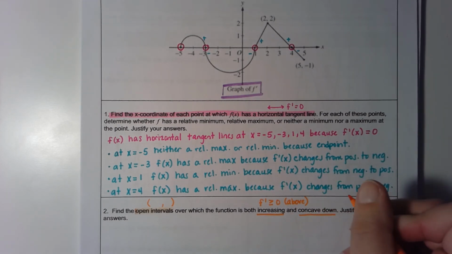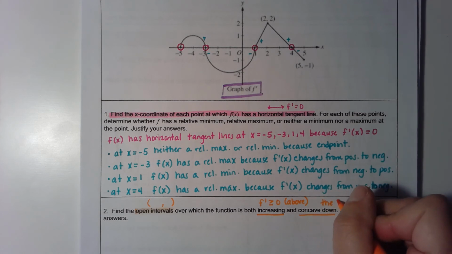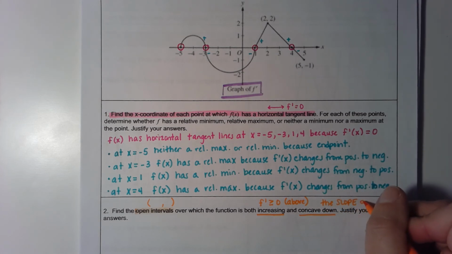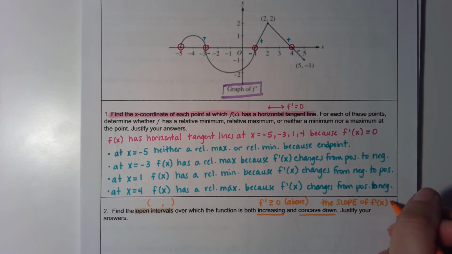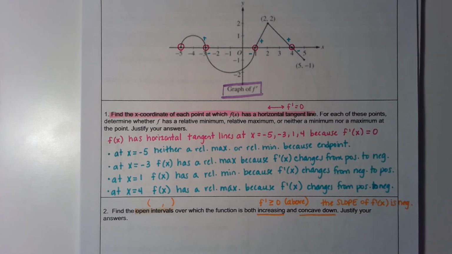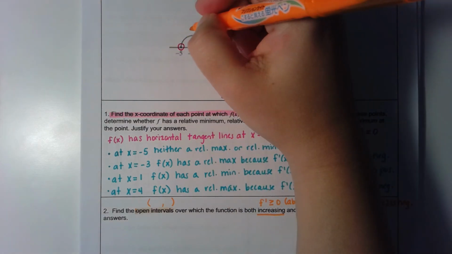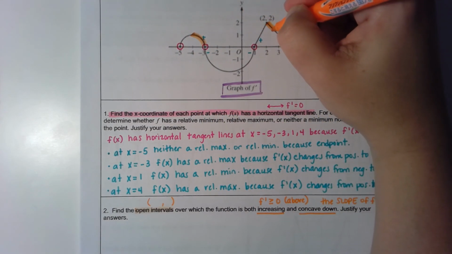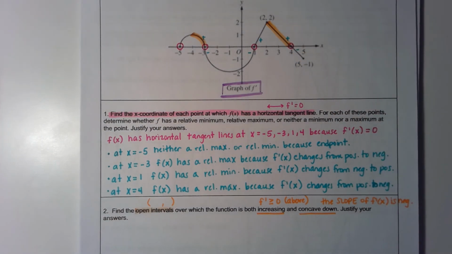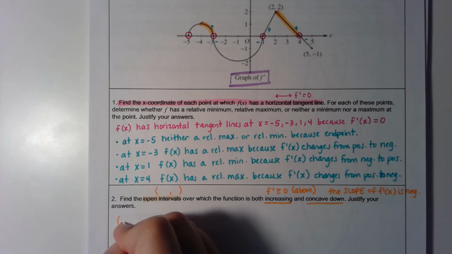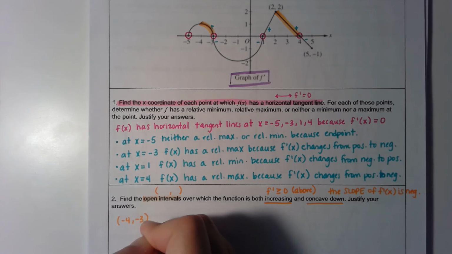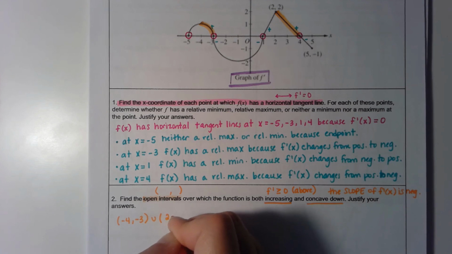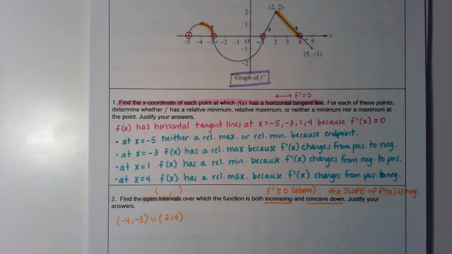And concave down, which is going to be where the slope of f prime of x is negative. So we're going to be looking for where this graph is both at the same time above the x-axis and also has a negative slope. Now that's going to happen 2 times. It's going to happen right here, where you're above the x-axis but you have a negative slope, as well as here, where you're above the x-axis but you have a negative slope. So we would list the intervals (-4, -3) and also (2, 4), and then we need to justify our answer.